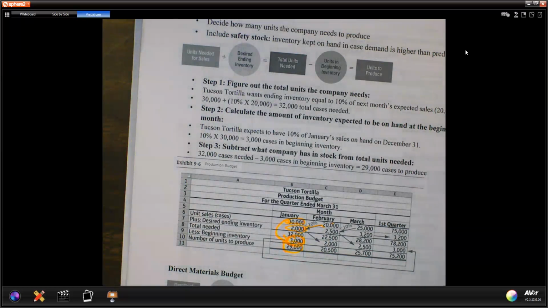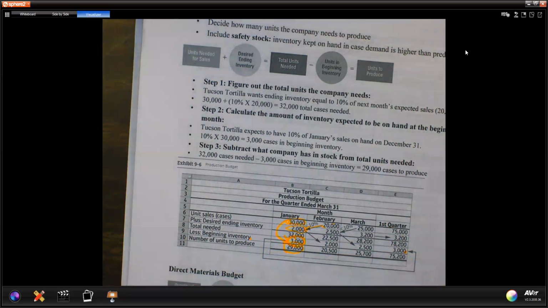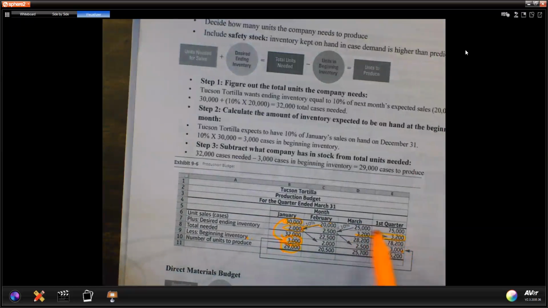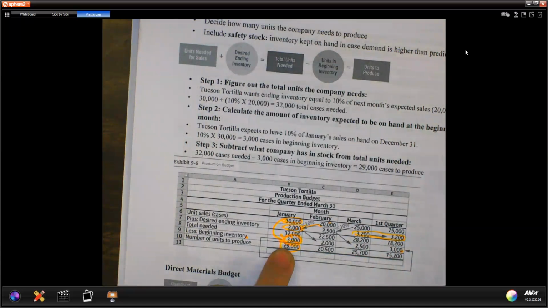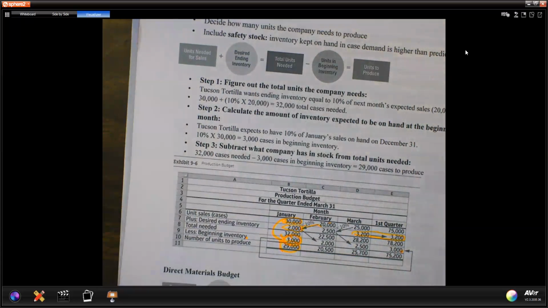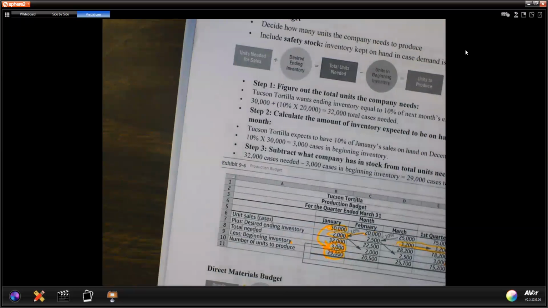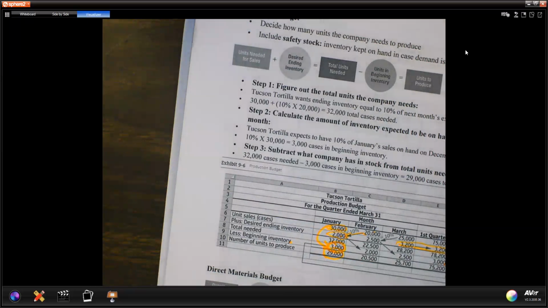We said for the quarter, January beginning inventory will be the beginning inventory of your first quarter. March ending inventory will be the ending inventory of your first quarter. Okay, so that's the production budget. It's related with our sales. And once you got production, then you can do direct material and direct labor and then manufacturing overhead.